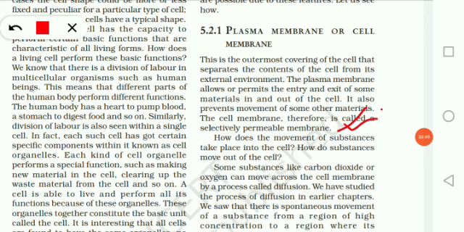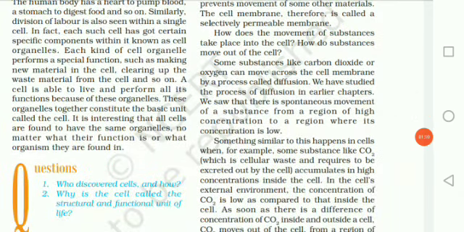However, how does the movement of substances take place into the cell? How do the substances move? Some substances like carbohydrates or oxygen move across the cell membrane via the process of diffusion. In diffusion, we saw that there is a spontaneous movement of substances from a region of high concentration to a region of low concentration.